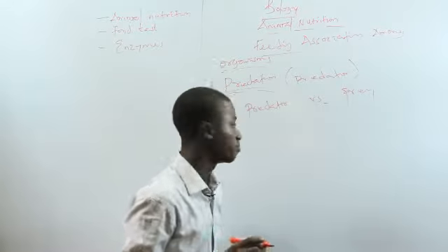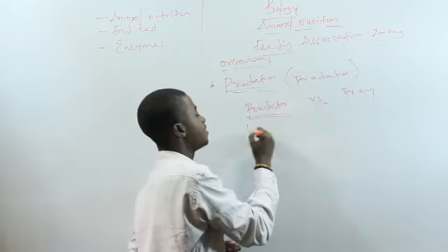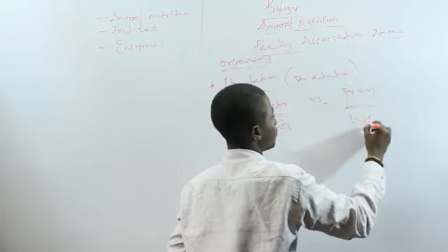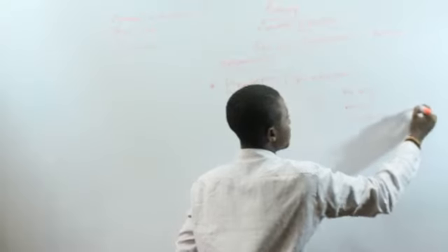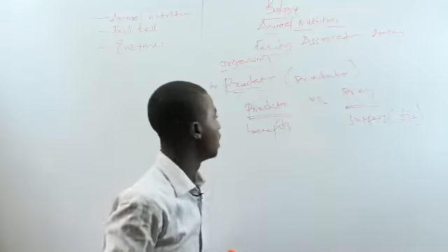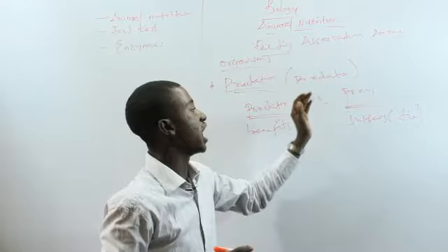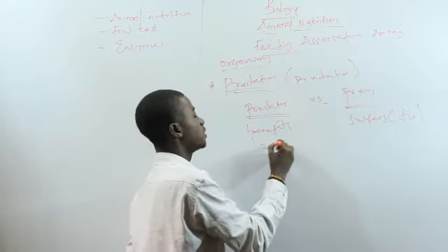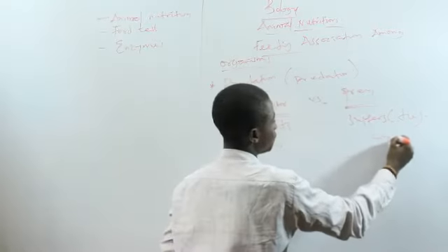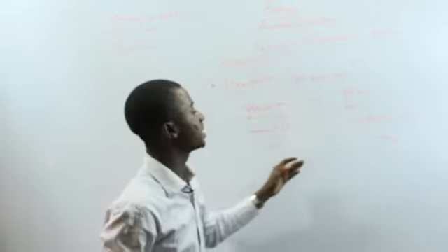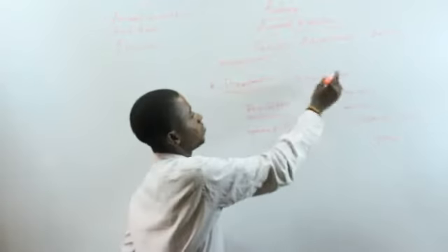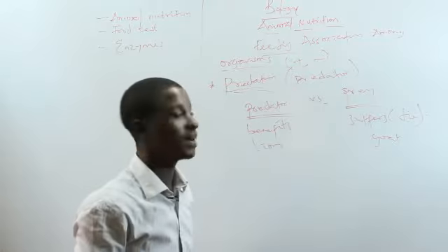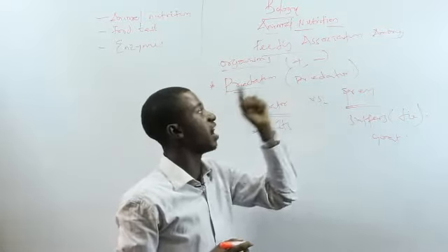Predator versus prey. The predator benefits, while the prey suffers, and most times the prey dies off. Most times the predator ends up killing the prey. A very good example is the relationship between lion and goat. The lion would end up killing the goat. So mathematically, predation will be plus minus. The predator benefits while the other organism suffers.